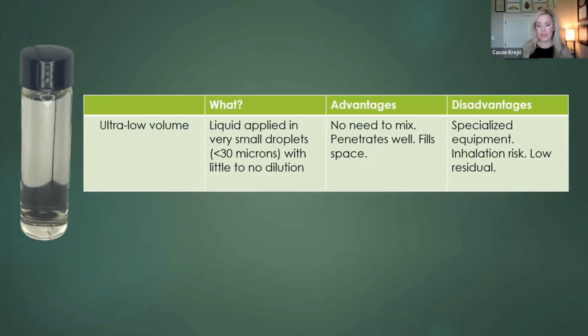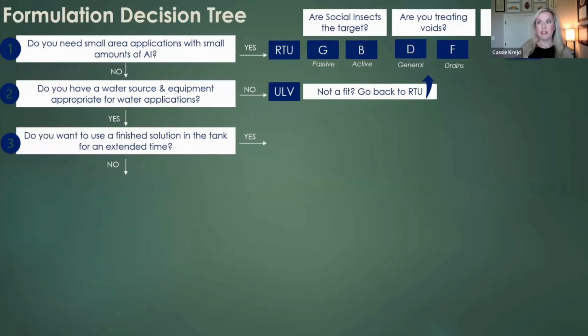Most of the time you will need a fogger of some sort, whether it's a cold fogger or a thermal fogger, to apply this product, and that creates an inhalation risk. And again, low residual because of the droplet size. Great for knockdown, not great for residual control. Examples of ULVs include Riptide, Shockwave Fogging Concentrate, ULD BP 100, and ULD BP 300. So again, if ULV is not the answer, go back up and look at those RTU products. However, if you do have water, let's go to the next question.